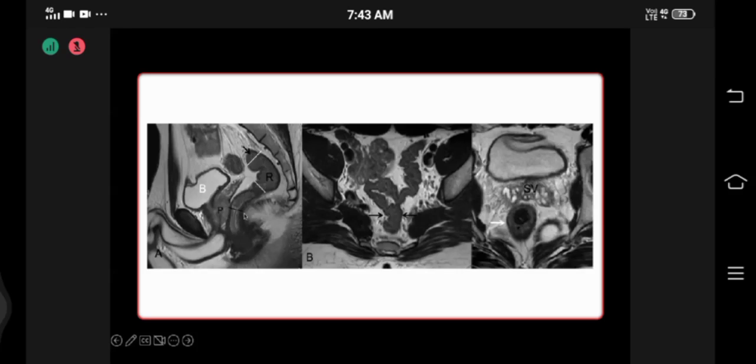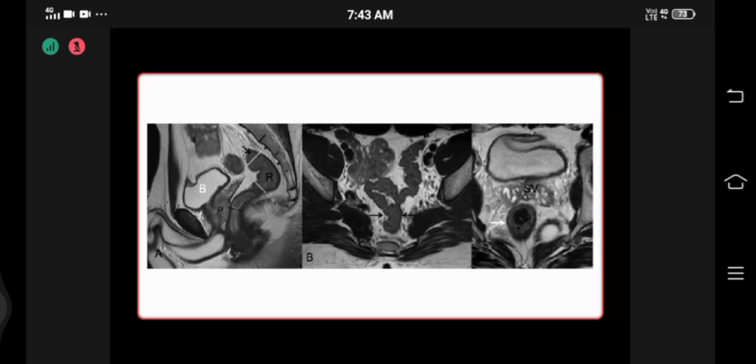So this is the normal MR anatomy. This is the lower rectum, this is the mid rectum, and this is the upper rectum. The MRI will not be able to identify the anal canal proper and the rectum, where the dentate line will not be able to be seen on the MRI.